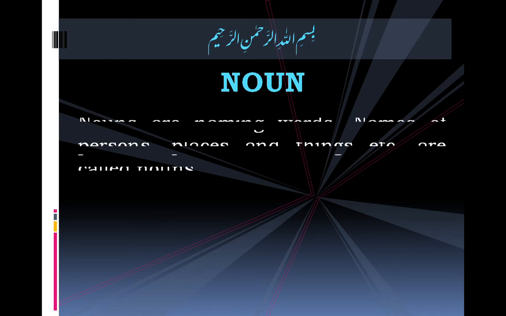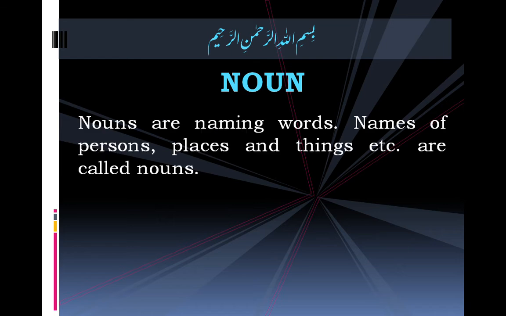Let's begin with the definition. Nouns are naming words. Names of persons, places and things etc. are called nouns. By thing, we mean anything. It could be a physical thing or a non-physical one. We'll explain the concept when we study abstract nouns. It's a part of today's lesson.